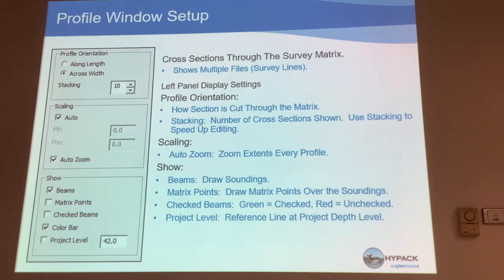Okay, then you got the profile window setup. The profile window I showed you earlier is the profile line. You can actually change the settings on the left-hand side of the profile window. You can choose whether you want to just see the beams, the matrix points or the check beams. You want to do the scaling. Do you want it at one-to-one scaling or do you want to exaggerate it to be bigger? You can put it as across or along.